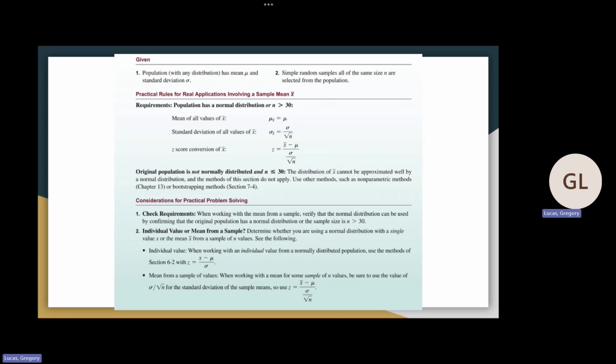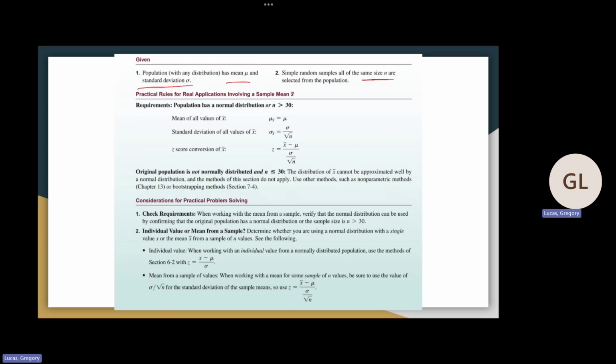All right. So let's look at a little chart here that explains what we're going to do to solve some of these problems. So what needs to be given first? We need a population with any distribution, and we need to know mu and standard deviation. So I kind of hinted at that last time. We need to know this mu and sigma. The second thing that needs to be given is we need a simple random sample. So samples all have to be the same size n and are selected from the population.